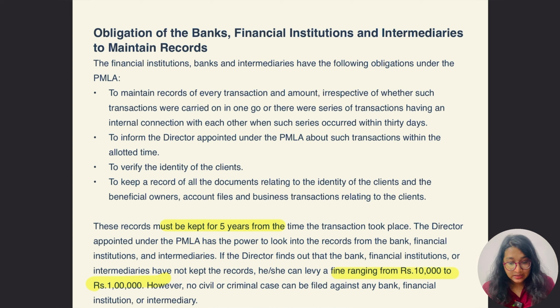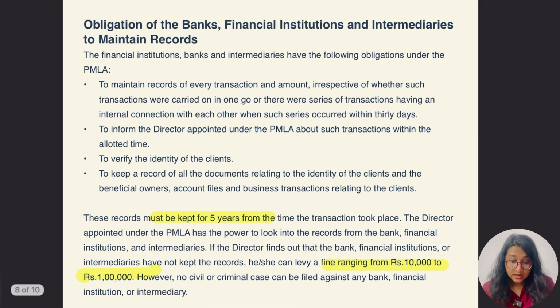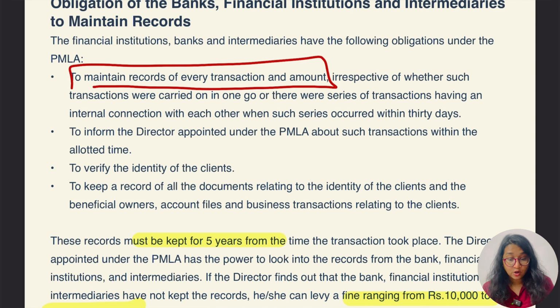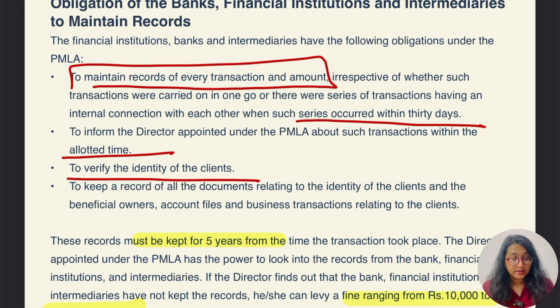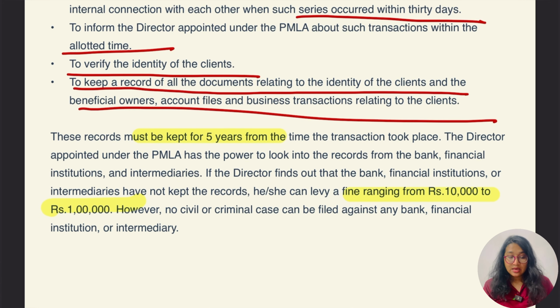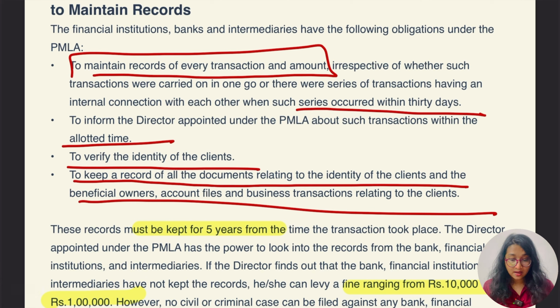The financial institution, bank and intermediaries have the following obligations under the PMLA. They have to maintain a record of every transaction and amount, irrespective of whether such a transaction is carried out in one go or as a series of transactions having an internal connection with each other, when such a series occurs within 30 days. So what I told you, they have to maintain each and every transaction. Okay, to inform the director appointed under PMLA of such transactions within the allotted time. To verify the identity of the clients, and to keep records of all the documents related to the identity of the clients and beneficial owner, account files and business transactions relating to the client. So these are the things which the financial institution and bank have to do.